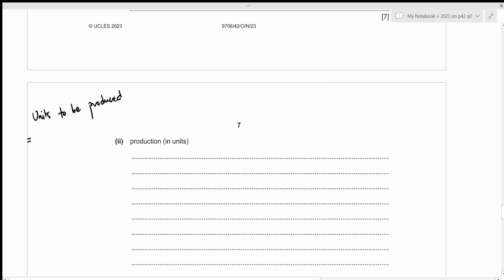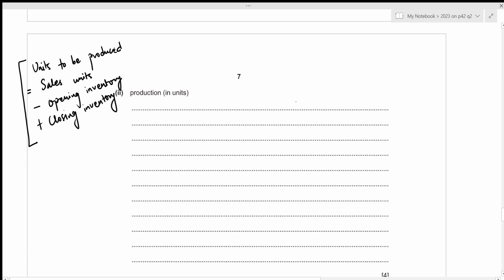So in order to calculate the units to be produced, we start with the sales units. Then what we do is we subtract the opening inventory of that particular month. Then we add the closing inventory. This is the format whenever you have to prepare a budget in order to calculate the production in units. So we will be following the same format here as well. This is for the month of May. Okay, no wait, this is in units. And this is for the month of June.